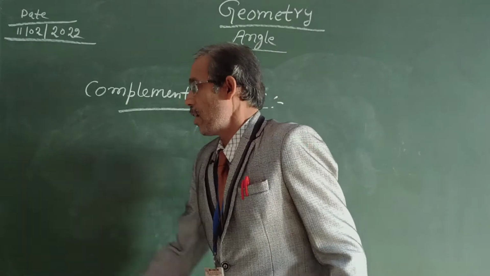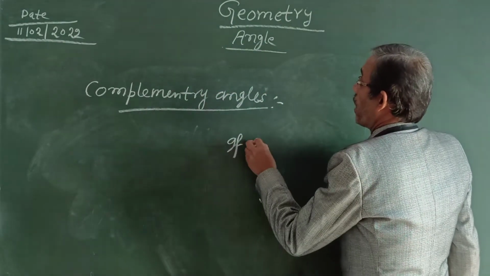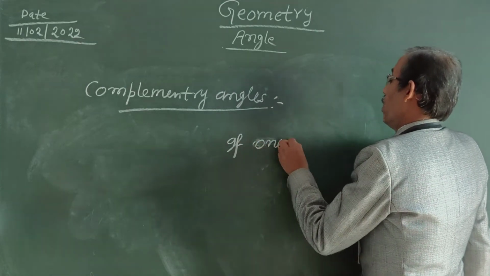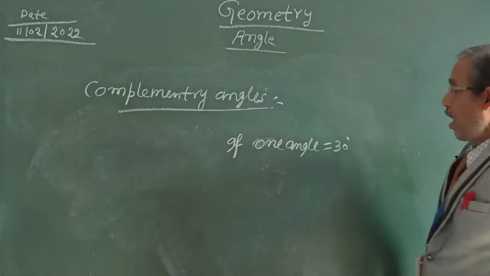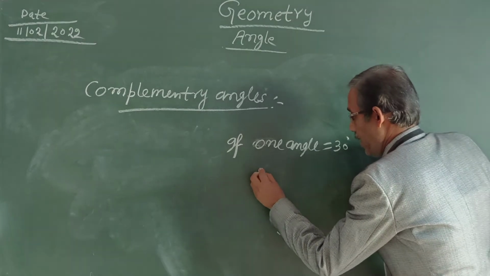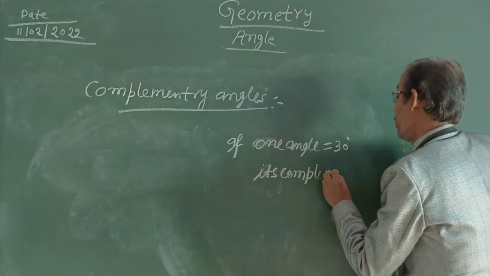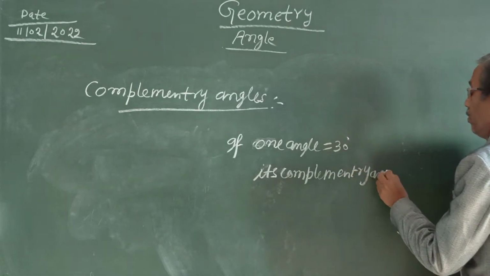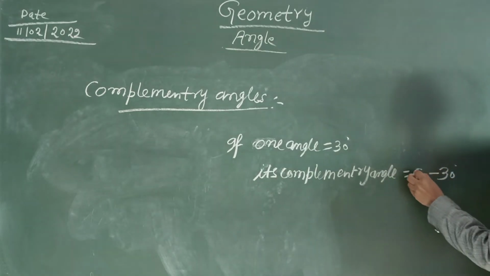I am taking one example for solving one question. If one angle is given, 30 degree, so for finding its complementary angle, we need to subtract this given angle from 90 degree.